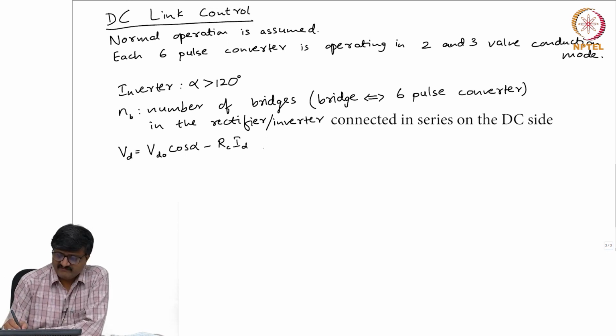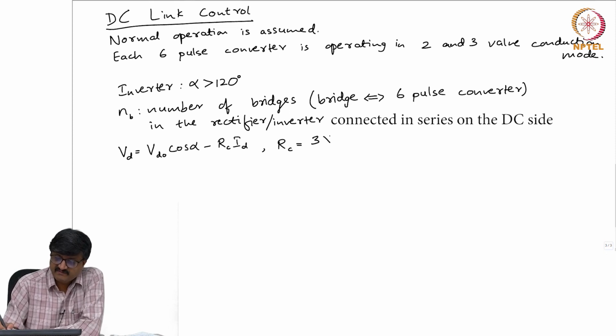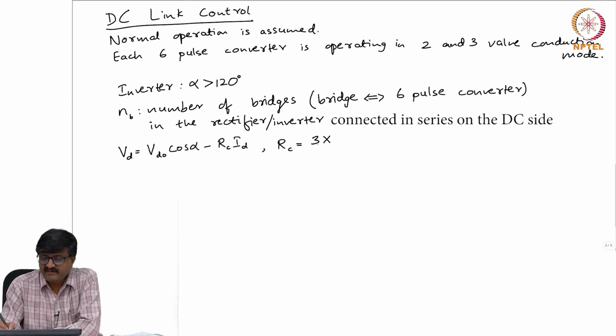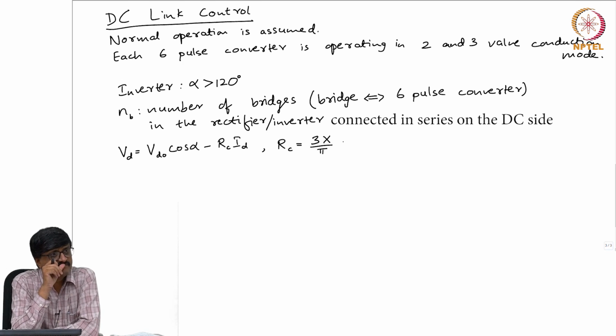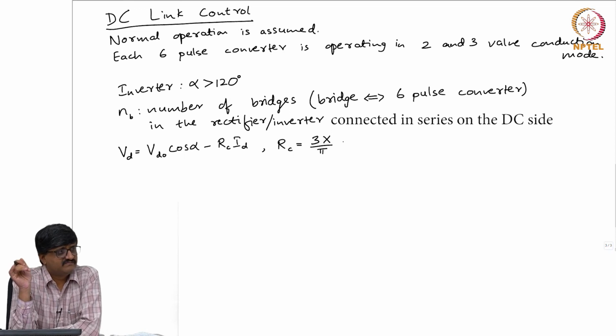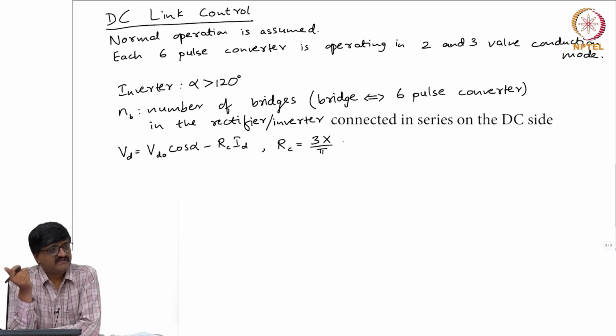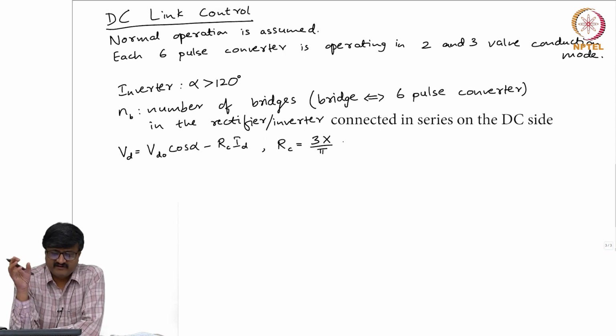So, we know what RC is. What is RC? It is 3 times X by pi. You recall this? Just go to the 6 pulse converter and normal operation. We got this equation where RC is 3X by pi. X is the inductive reactance of the inductance on the AC side.